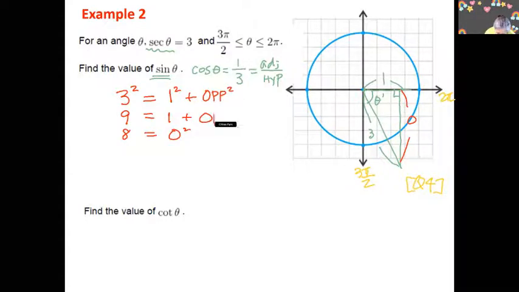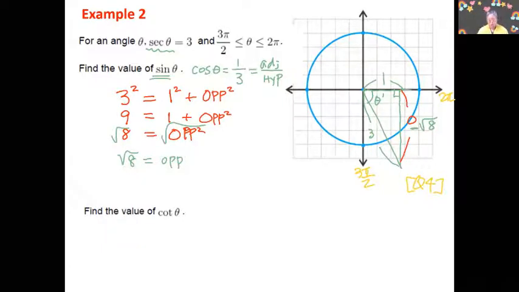Opposite squared. So then 8 is opposite squared, then take the square root of both sides. Then the square root of 8 is the dimension of the opposite side. Okay, so this is square root of 8. But remember, the coordinate of this vertical is below 0. So then this has to be what? Negative. This has to be negative.